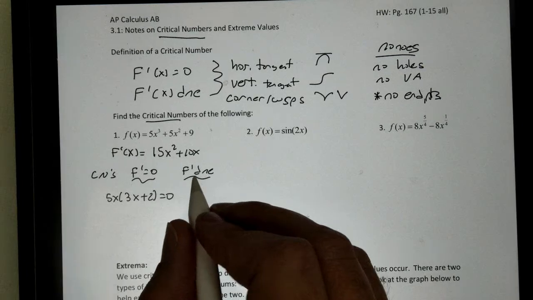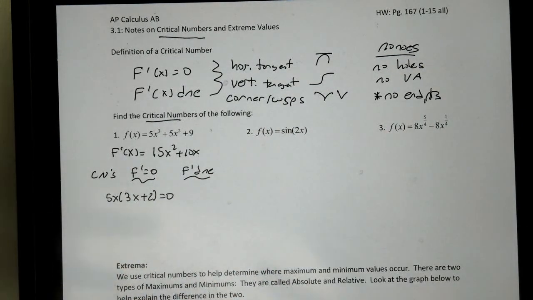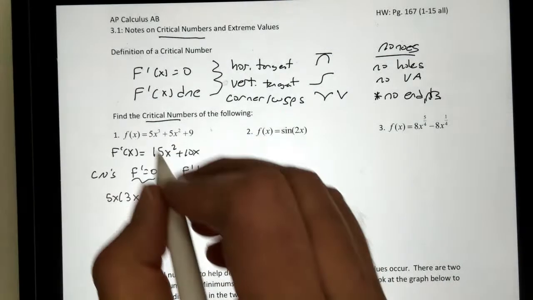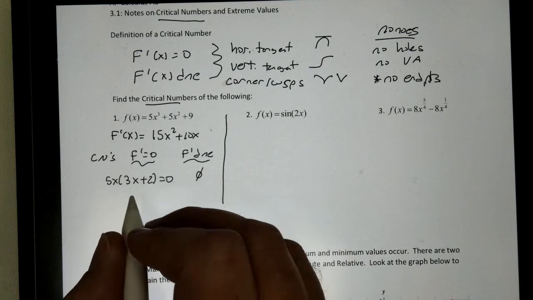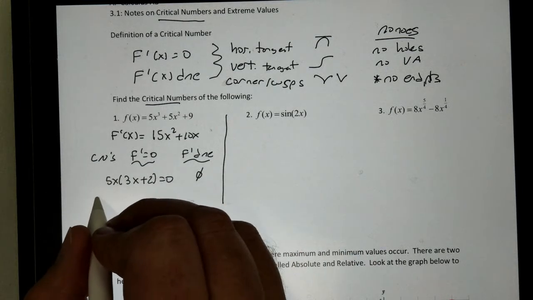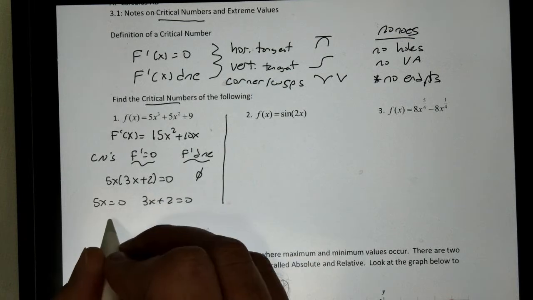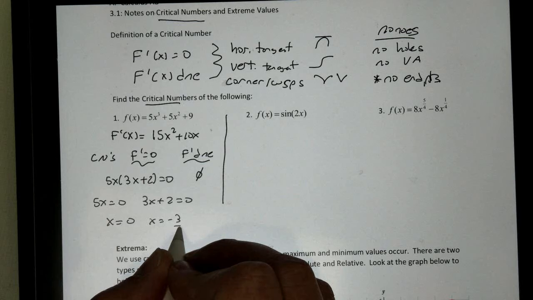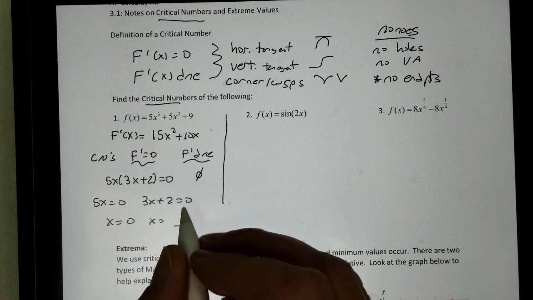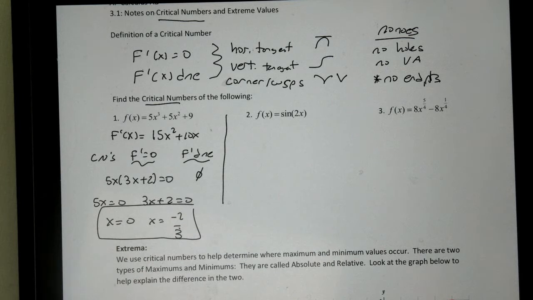In terms of DNE, when we talk about DNE, really we're just talking about division by 0 or negatives under a radical. There's none of that here, so we're not going to worry about that for this situation. Solving, I now get two answers. I'm going to get 5x equals 0 and 3x plus 2 equals 0, and that's going to give us 0 and negative, not negative 3, negative 2/3. And those are our two critical numbers.